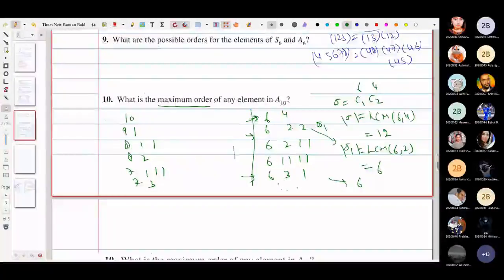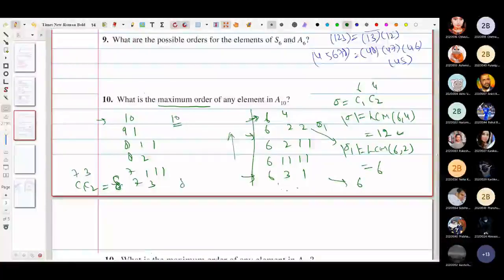As we go upward, we will get the maximum. Here we have order 10, but here we have 12. So we can guess the order may be 12, but we need to see here also the order of the element. Suppose this is a delta. Delta is C1 and C2, the product of 2 cycles. C1 is of order 7, and C2 is of order 3.